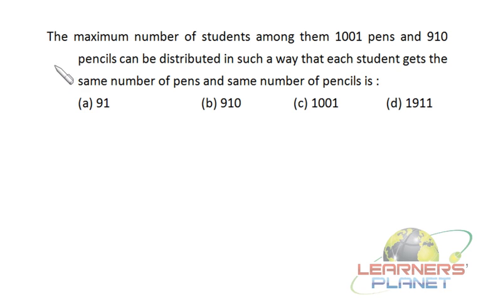Now in this problem, we need the maximum number of students among whom 1000 pens and 900 pencils can be distributed in such a way that each student gets the same number of pens and the same number of pencils. Further, we have to find out the HCF in this case. Now let's see how we find it out. Let's find out the difference between 1001 and 910. It's actually 91. Now we have to see that 91 is a factor of 1001 and 910 both as well. So definitely 91 will be the HCF. No need to calculate.